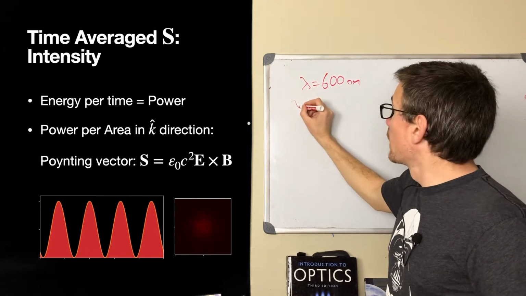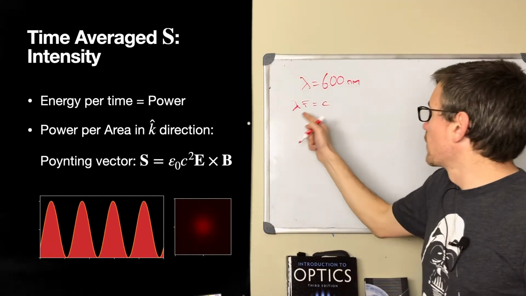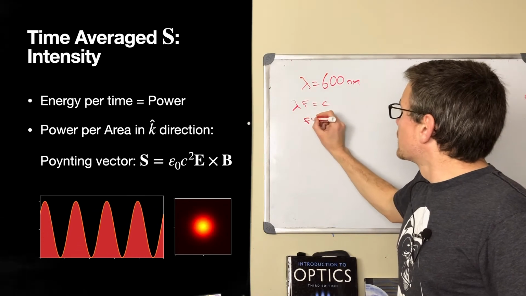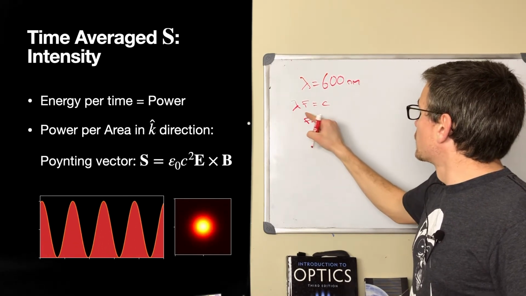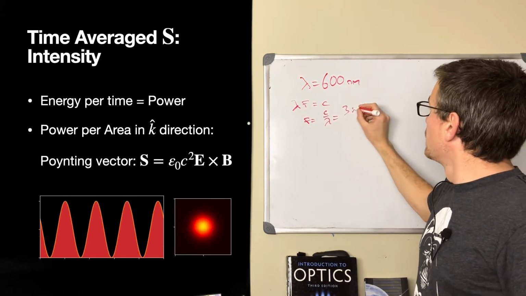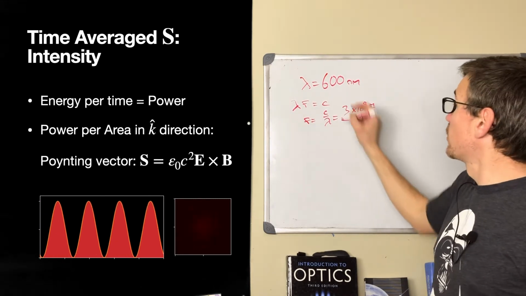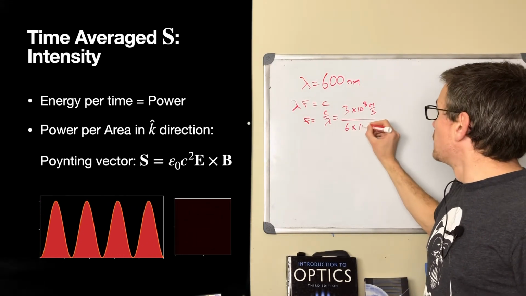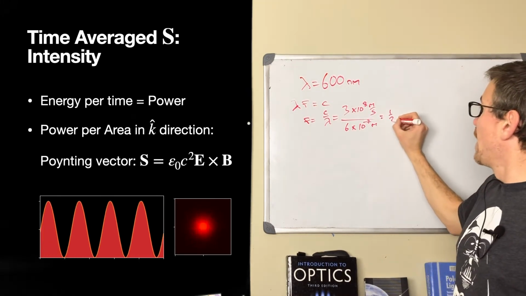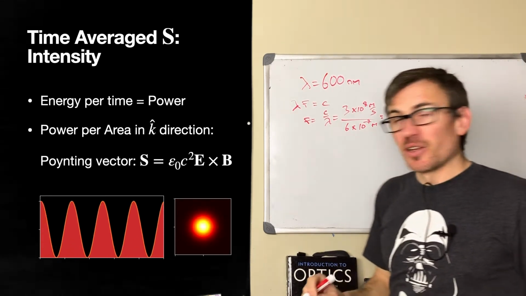We also know that lambda times the frequency is equal to c. It's just for any wave: the wavelength times the frequency of the waving is the speed of that wave. So the frequency is equal to c over lambda, which is 3 times 10 to the 8th meters per second, divided by 600 nanometers, which is 6 times 10 to the minus 7 meters. This is 1/2 times 10 to the 15 hertz. That's a lot of hertz.